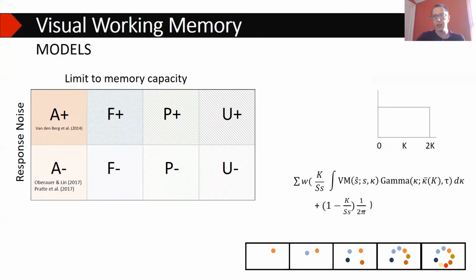And again, you create a mixture of a mixture of a mixture with some weights given by the distribution. So those are the 8 models we fitted to the data, and we're interested in whether response noise matters overall and whether there are limits to memory capacity overall versus unlimited memory capacity.